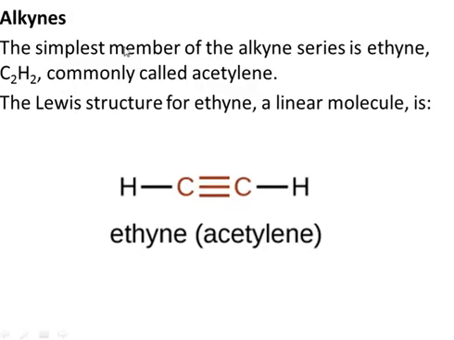Right, the simplest member of the alkyne series is ethyne. So this is ethyne. The molecular formula is C₂H₂. It's commonly known as acetylene, and the structure is a linear molecule. You can see it is a linear molecule. So the bond angle is 180 degrees. You can see the linearity and the bond angle of 180 degrees.